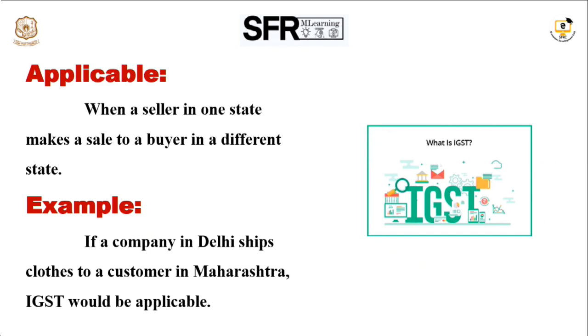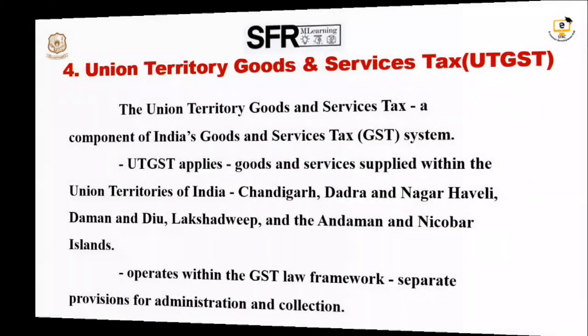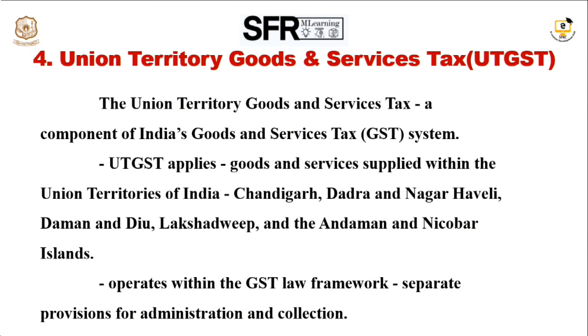Next, this Integrated Goods and Services Tax is applicable when a seller in one state makes a sale to a buyer in a different state. For example, if a company in Delhi ships clothes to its customer in Maharashtra, this IGST would be applicable. Lastly, we will see the Union Territory Goods and Services Tax, shortly termed as UTGST.